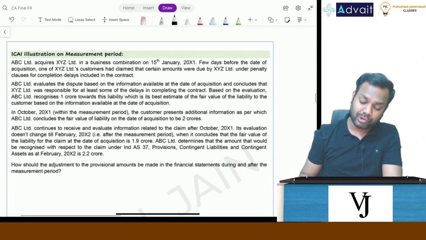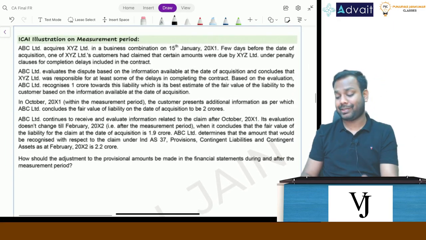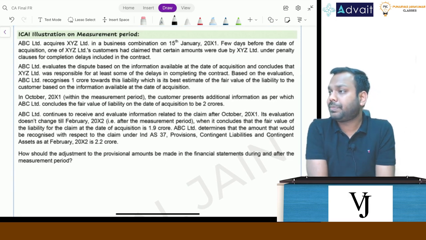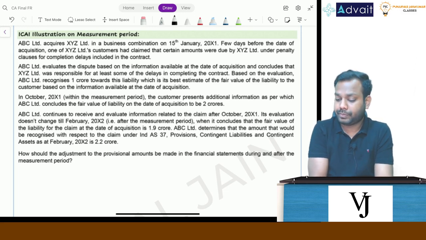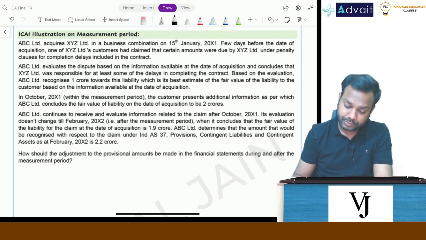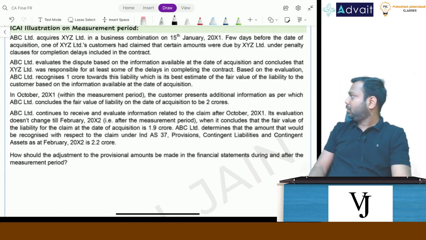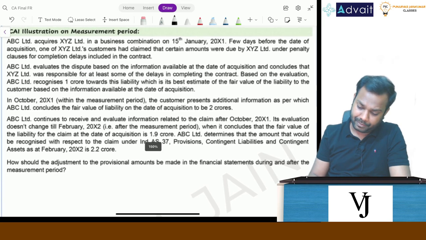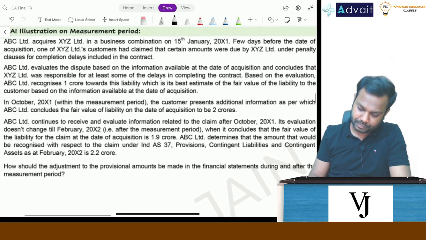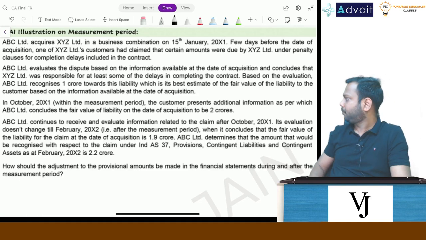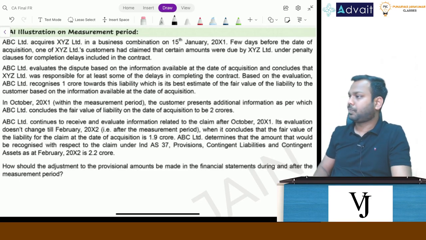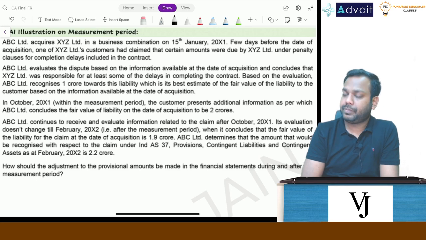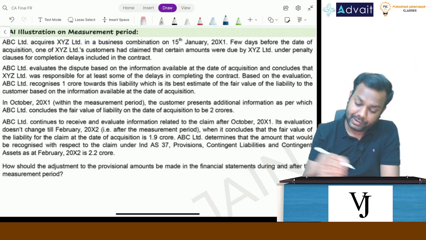Okay, now we do have a question on this also. Let's try to read and understand and solve it. Giving you 2 minutes time to read the question and understand and solve it. Is the question visible to all of you? Can you read it? Let's try to read the question.